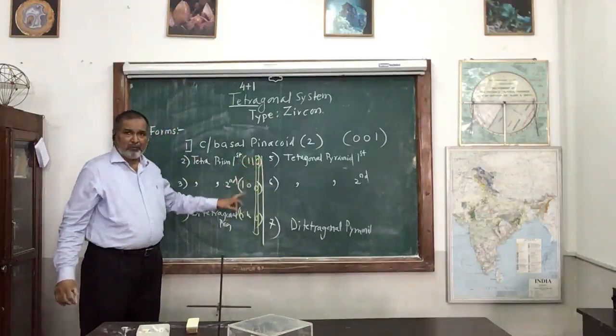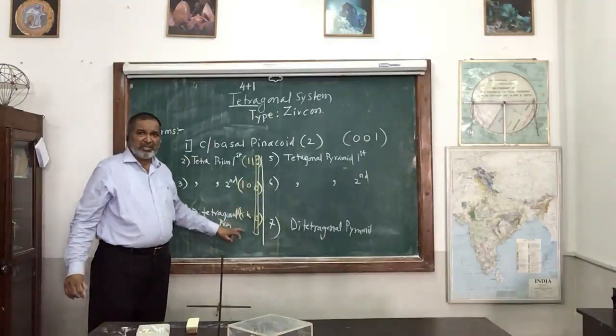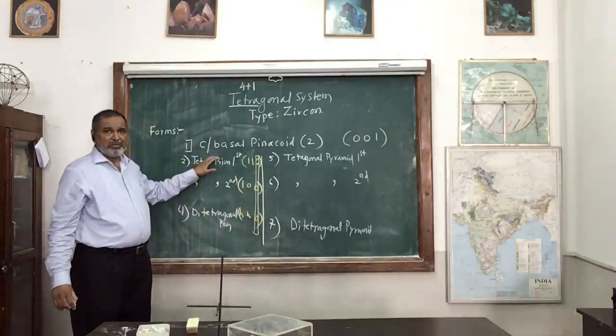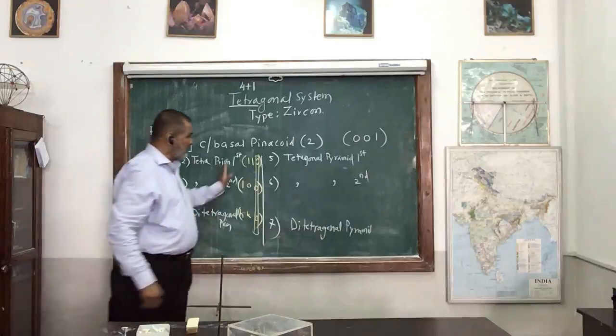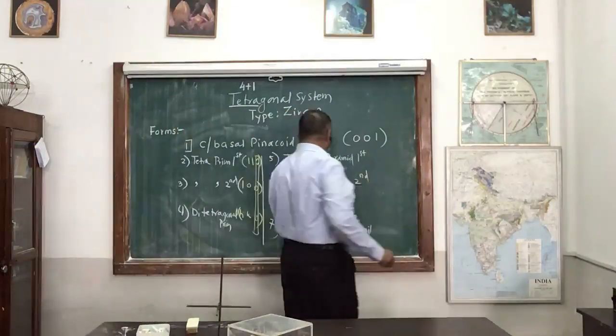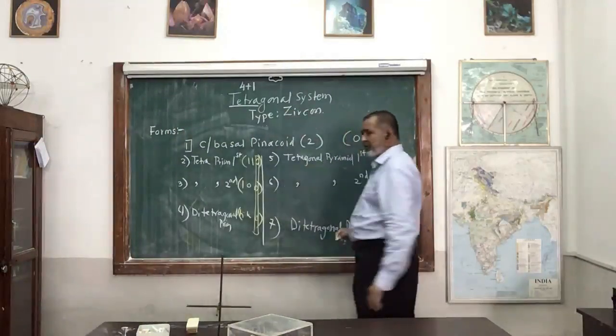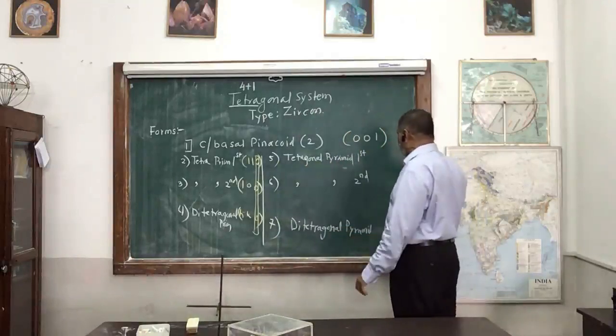1, 1, 0, 1, 0, 0, HK0. Tetragonal prism first order, tetragonal prism second order, ditetragonal prism. Now similar one, here we have the tetragonal pyramid first order, where 8 similar inclined faces are there.